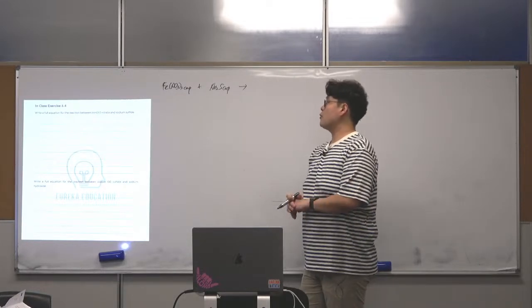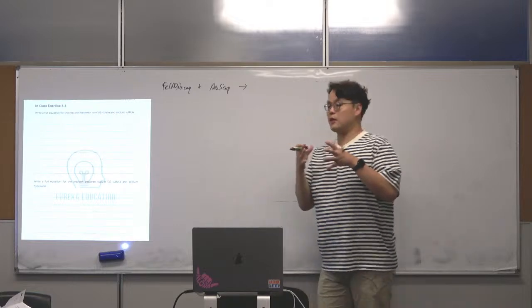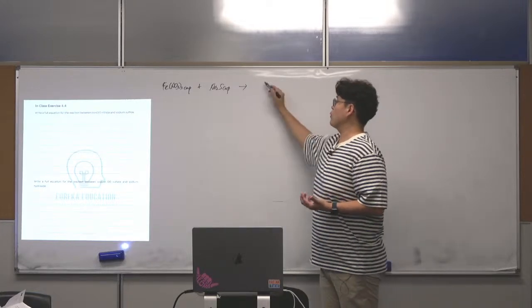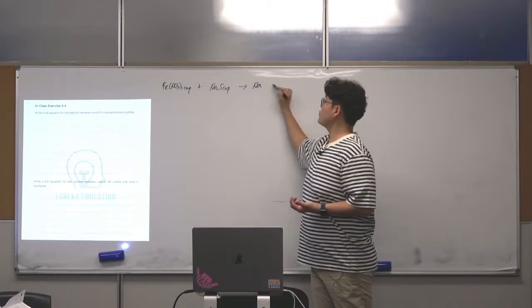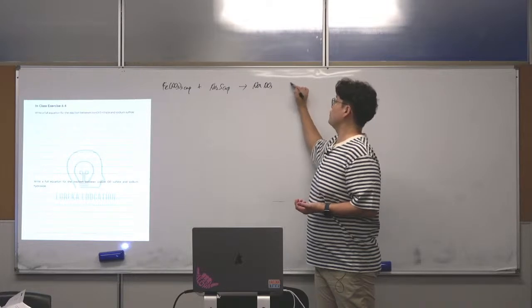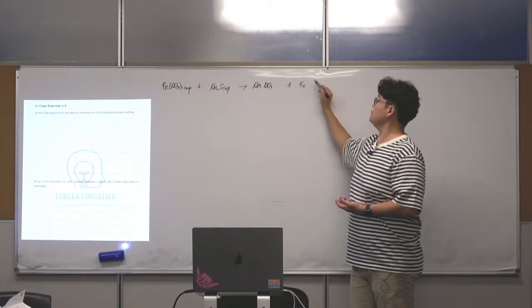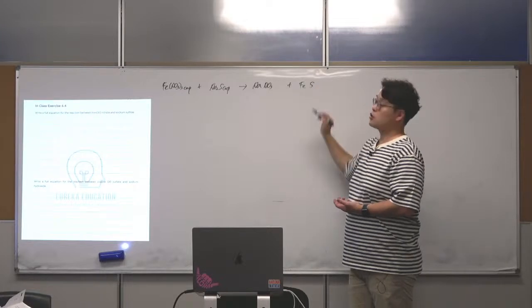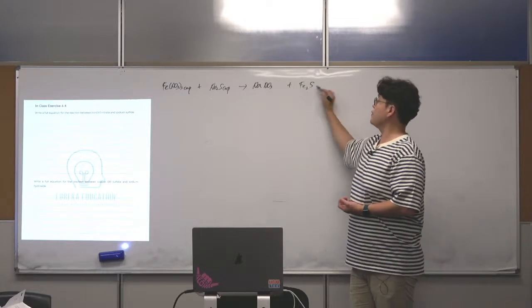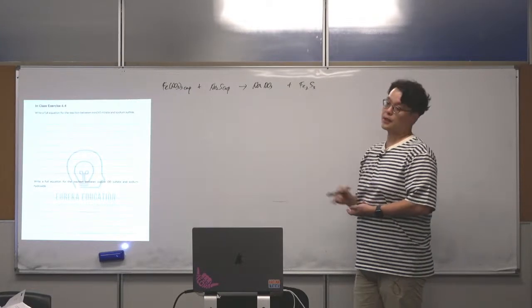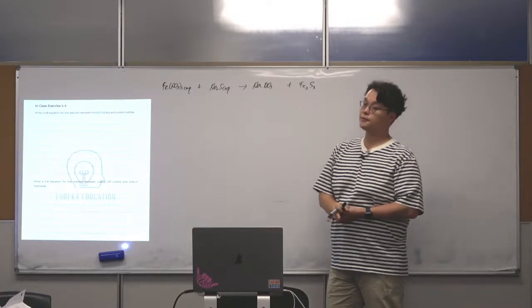Now when these two react with each other, we can expect that they exchange their partners. What that means is you get sodium nitrate, and there will be iron(III) sulfide. To balance the iron(III), Fe2S3 is how you write the iron(III) sulfide. Okay.